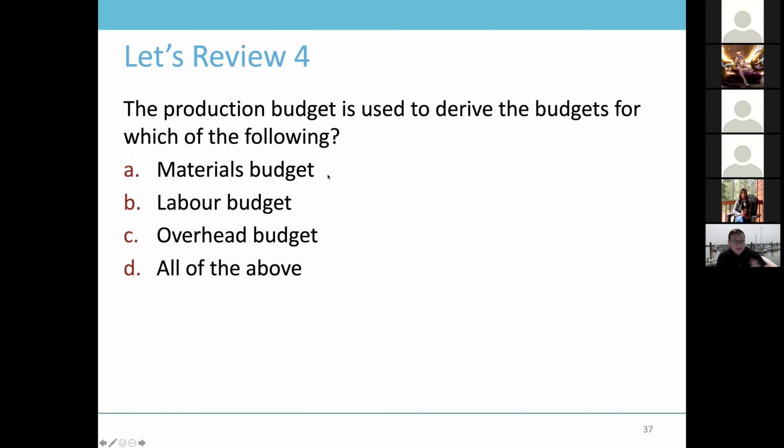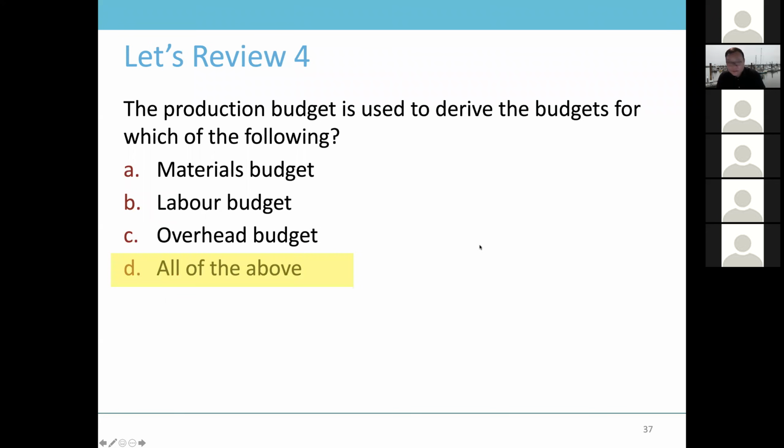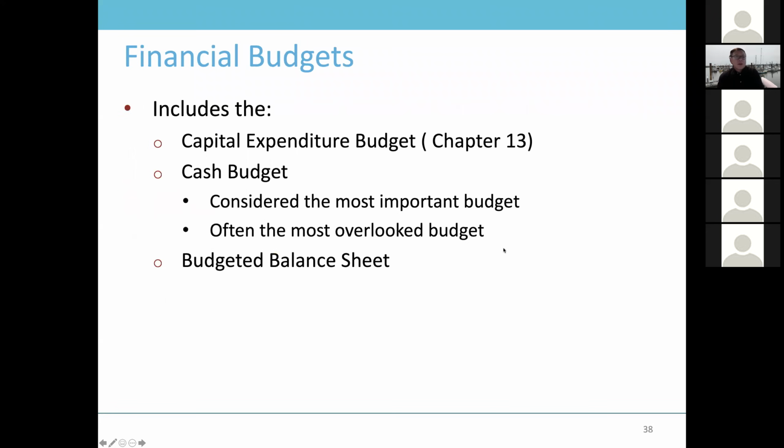Okay, yeah, because you can see, right? I mentioned this already, right? So the production budget, the number of units produced, drives the amount of materials you are going to use, the amount of labor hours you're going to use, and the amount of overhead, right? So A, B, C, this is all carried by the numbers from the production budget, right? So D, it's all of the above. Okay, that's correct. So we are done with the operating budgets.